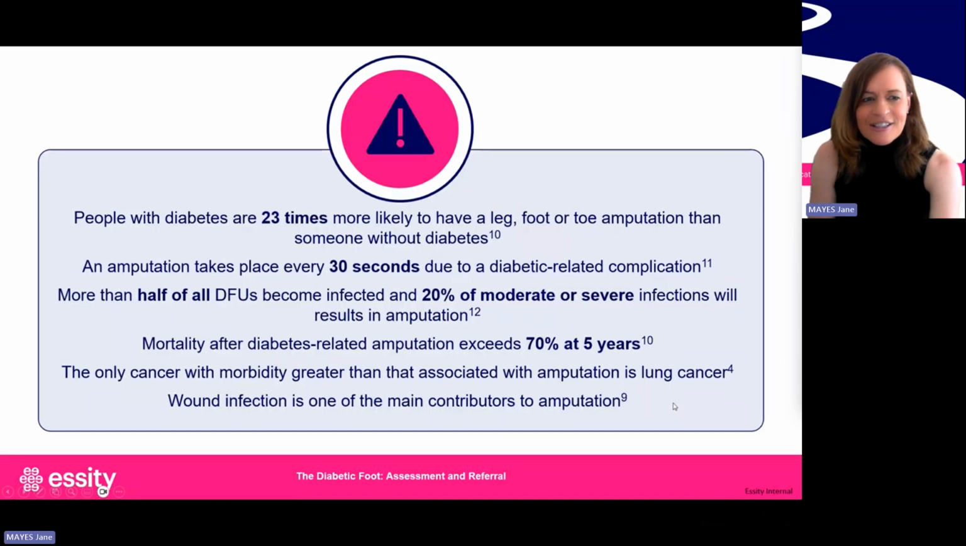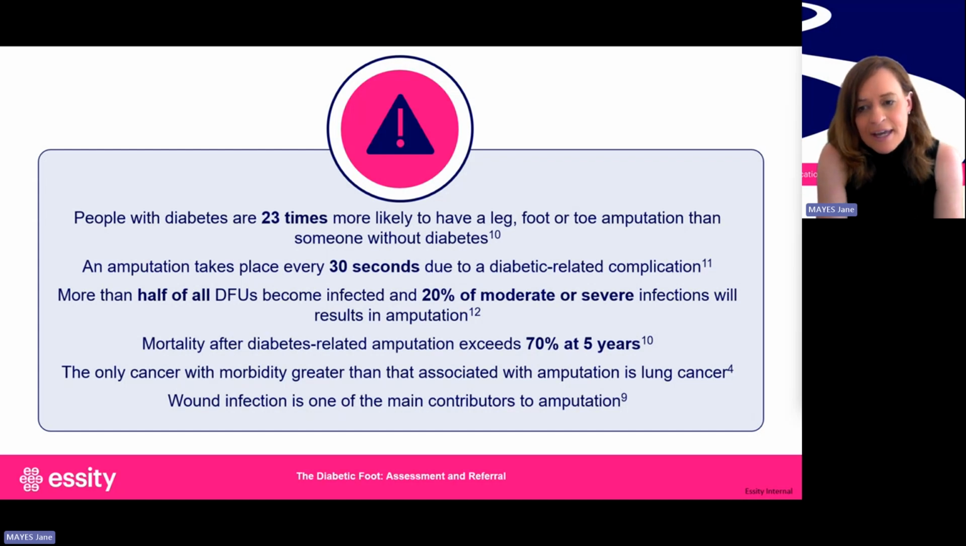And so when we think of amputation, some of the statistics on this slide in front of us are just really mind-blowing. People with diabetes are 23 times more likely to have an amputation than someone without diabetes. An amputation takes place every 30 seconds due to diabetes-related complications, and that could be a patient having more of the limb chopped off, so to speak, because they need to remove that tissue. It's dead, it's causing infection, more risk to that patient.